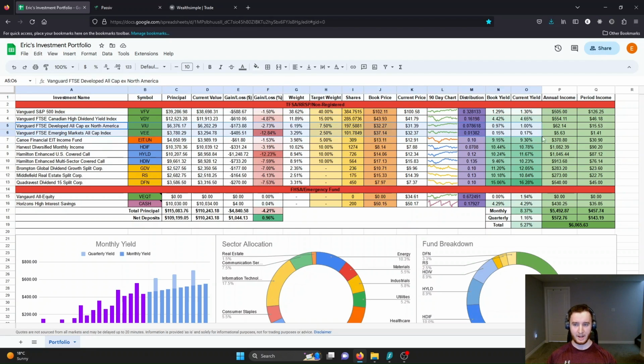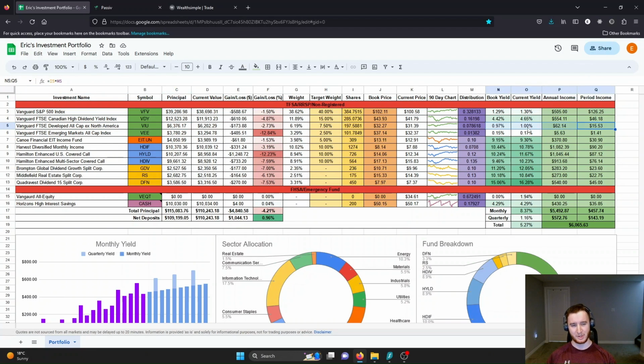And then I have my international exposure with the next two funds, VIU and VEE. So I've got about $10,000 between the two of them. So VIU is developed all cap companies outside of North America. So I've got my North America exposure with VFV and VDY, and so I want to look beyond just North America and get some international exposure. So that's VIU. That's good for getting that, and I've got about 6,300 invested in it.